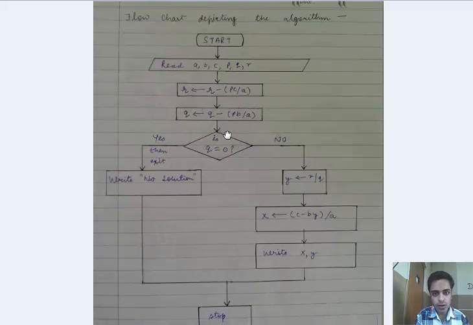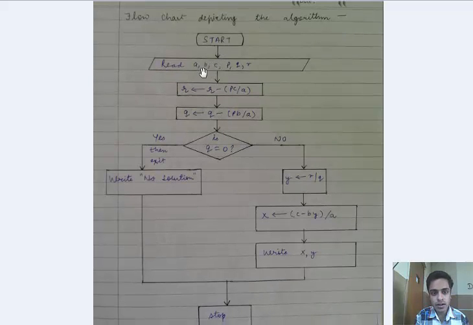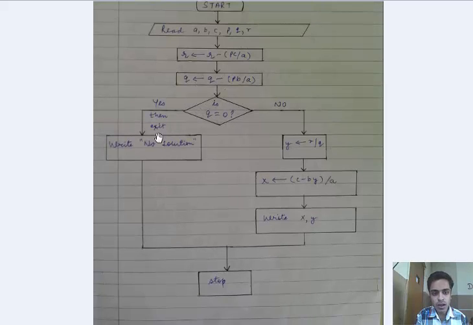The flowchart regarding this algorithm is: start, then read a, b, c, p, q, r, then r minus pc by a will again be stored in r, and q minus pb by a will be stored in q. If q is equal to 0, then write no solution and stop. But if q is not equal to 0, then r by q will be y. (c minus by) by a is x, and then we will write x and y, and then stop.